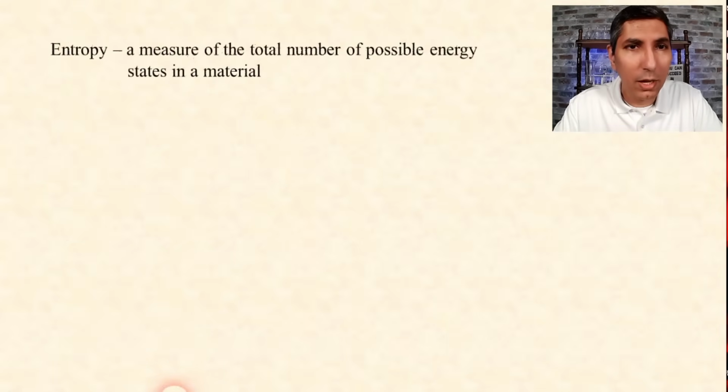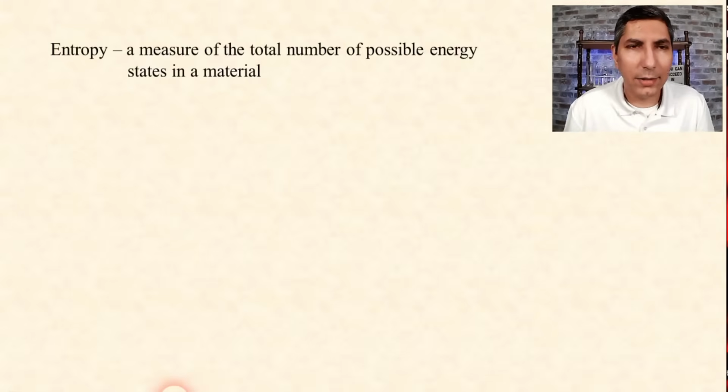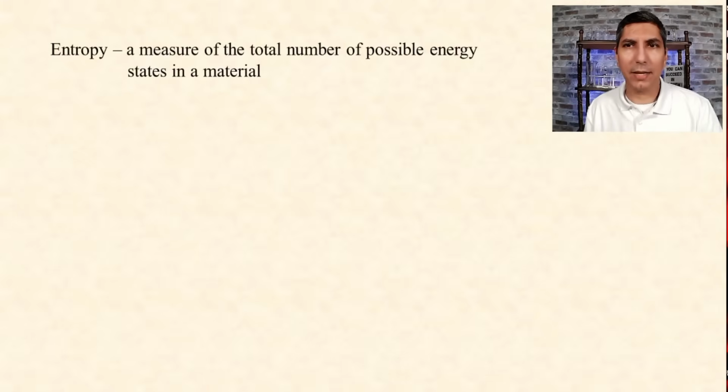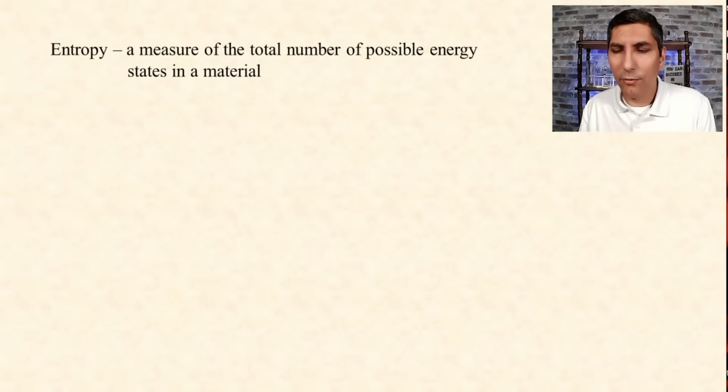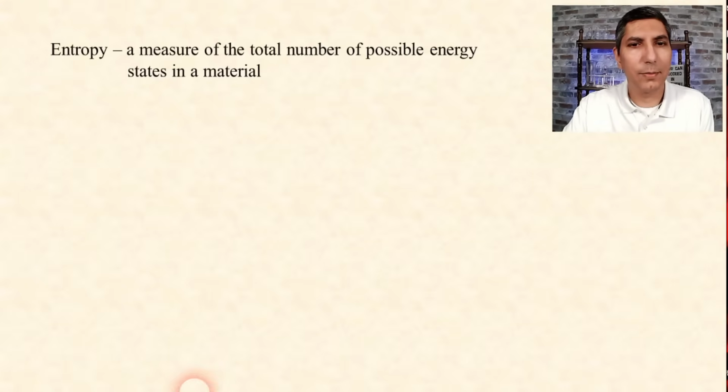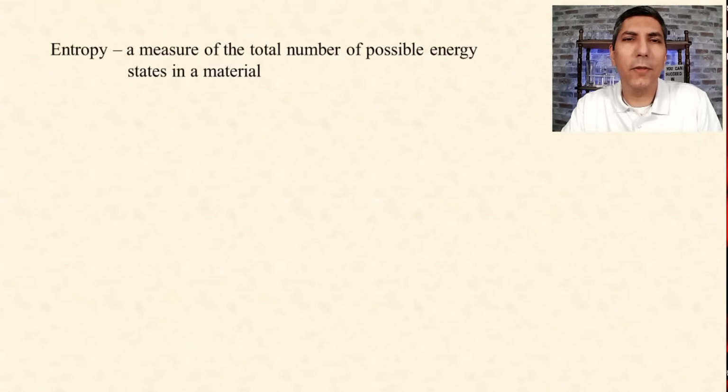Now, let's go on to Unit 9 and talk about thermodynamics, and specifically the second law of thermodynamics in the first part of this. Now, when we talk about the concept of entropy, we need to understand that there are a couple different ways of talking about this. Entropy, if you look it up in the dictionary, says it's a measure of the total number of possible energy states in a material. And that is a very good definition.